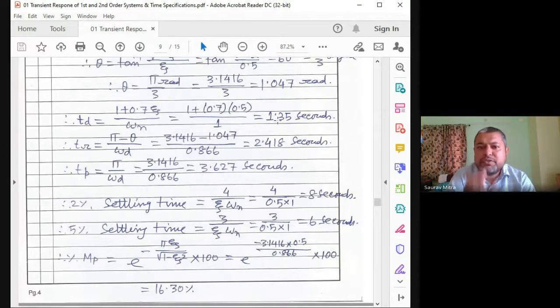So when the waveform reaches 50%, then rise time: pi is 3.14 minus theta. Theta is 1.047. Please don't substitute theta as 60 degrees. Okay, you will get TR in negative, and that is the end of the numerical.